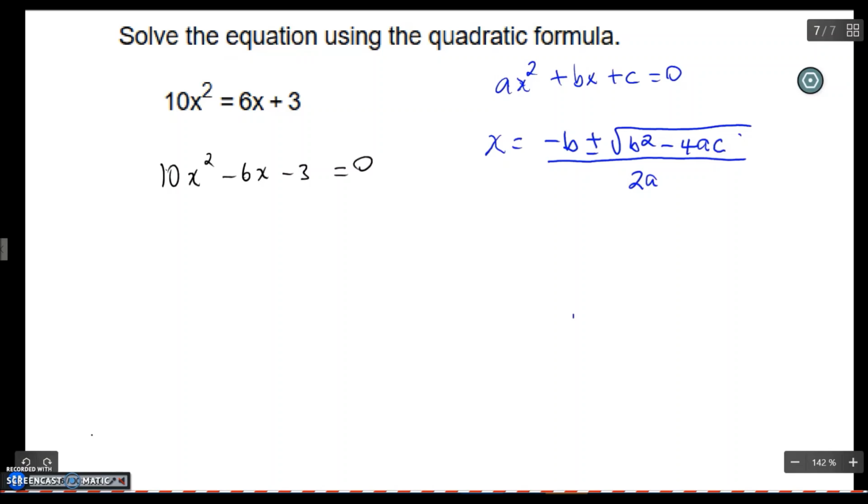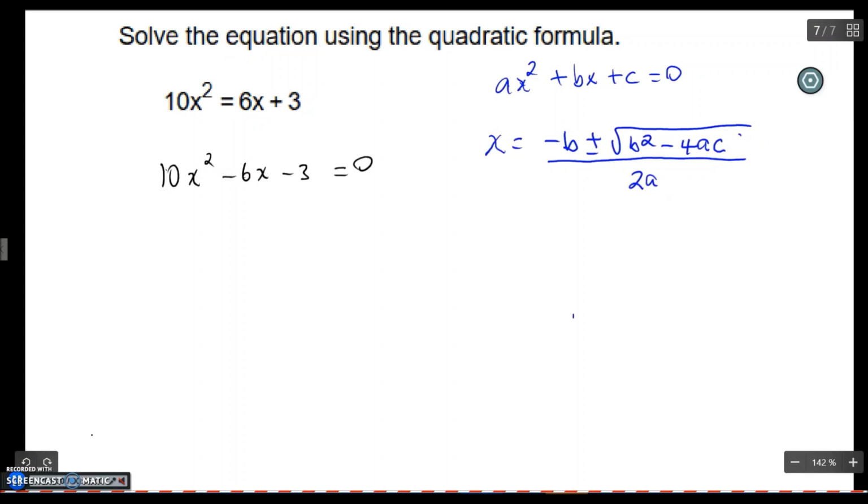Again, I could have moved the 10x squared to the right side. That would have probably been just fine. I just like to keep the x squared leading coefficient positive. It's not as critical that we do that when we're using the quadratic formula. It's very important that we do that when we use factoring. So just as a general rule, I like to keep the leading coefficient of the square term positive.